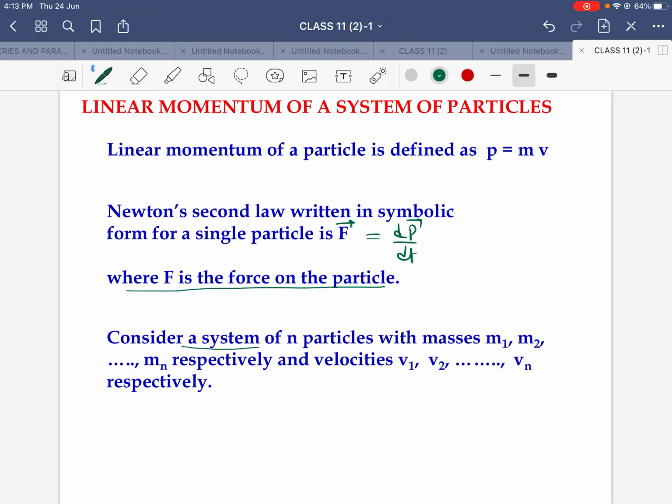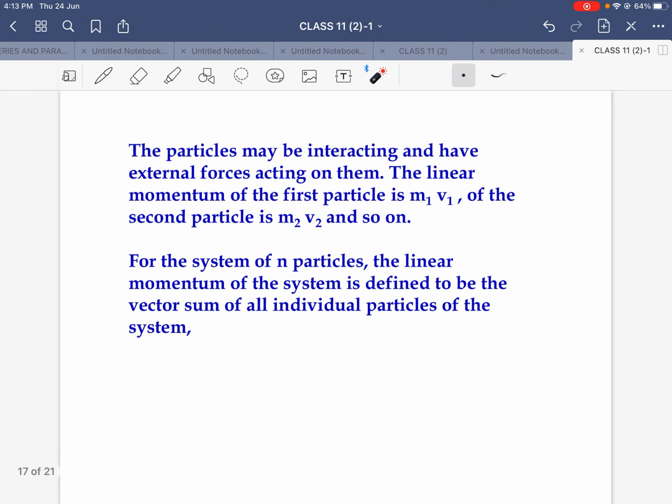Now consider a system consisting of n particles having masses m1, m2, and so on up to mn respectively, and their velocities are v1, v2, up to vn respectively. The particles may be interacting and having external forces acting on them. The linear momentum of the first particle is m1 v1, of the second particle is m2 v2, and so on. For the system of n particles, the linear momentum of the system is defined as the vector sum of the momenta of all the individual particles of the system.